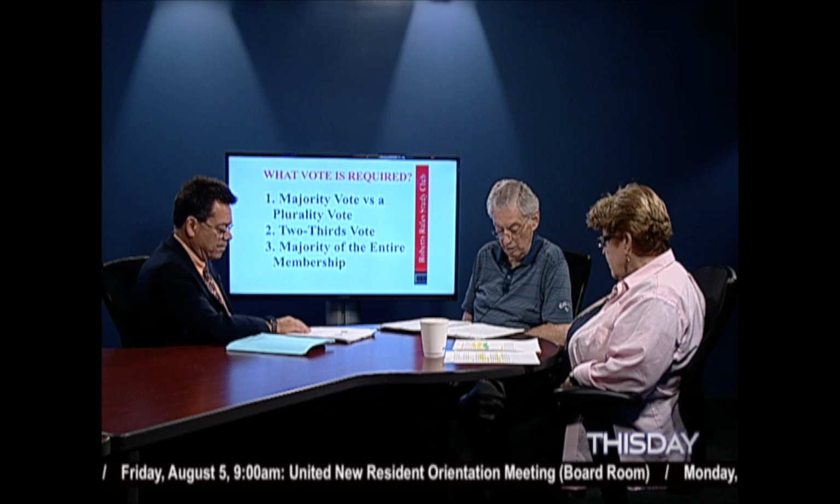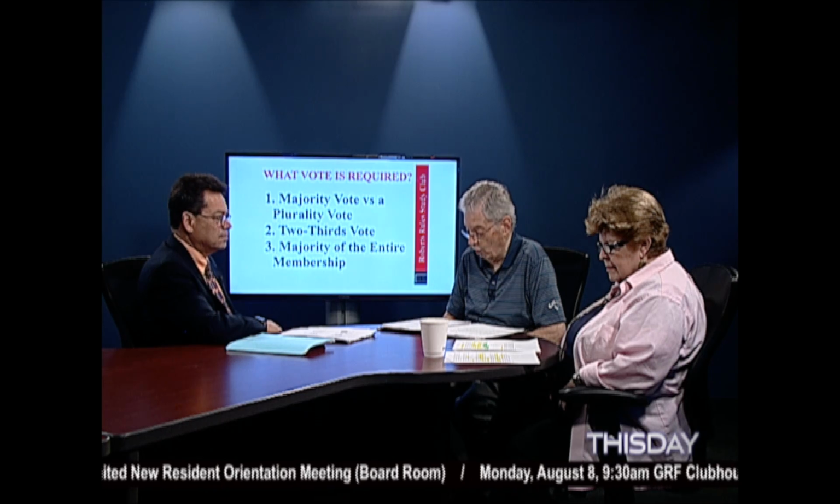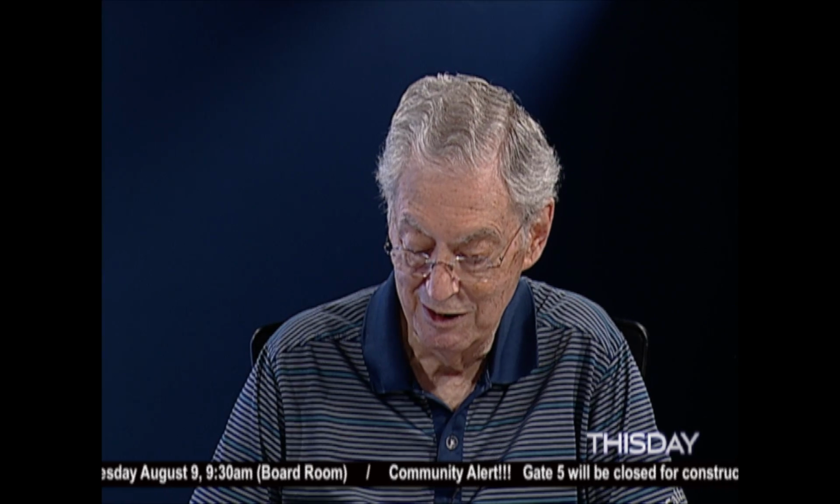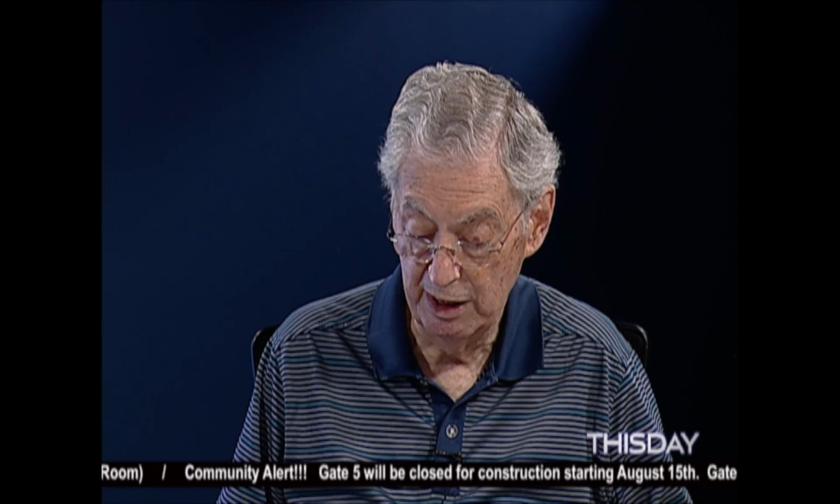Two-thirds vote. A two-thirds vote is required in particular circumstances, most notably to suspend the rules or to close or limit or extend limits of debate. It is defined as at least two-thirds of the votes cast by members entitled to vote, including blanks or abstentions, in a properly called meeting.